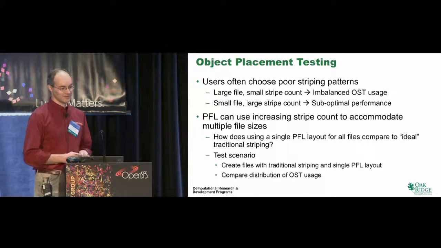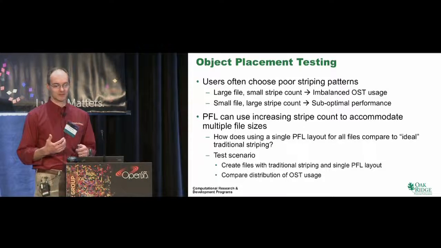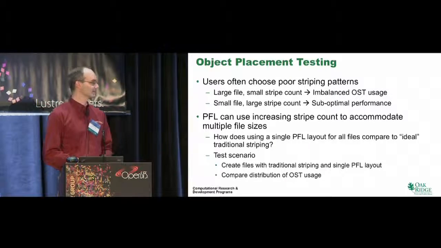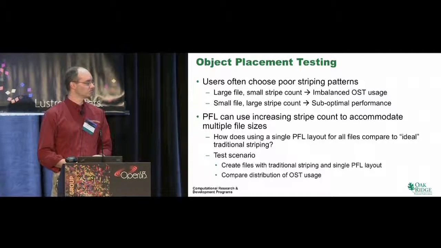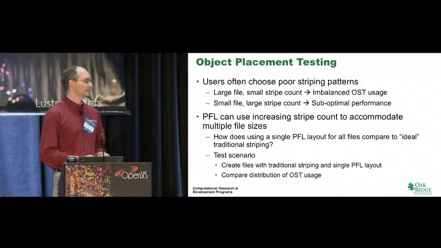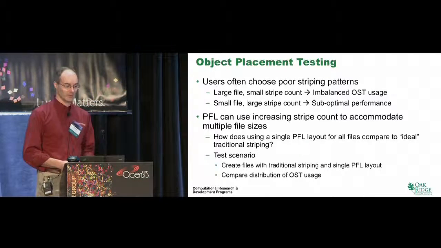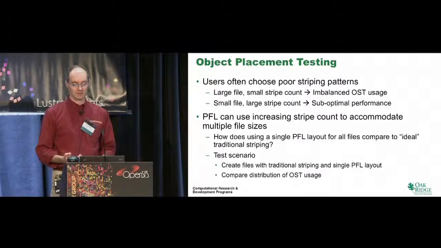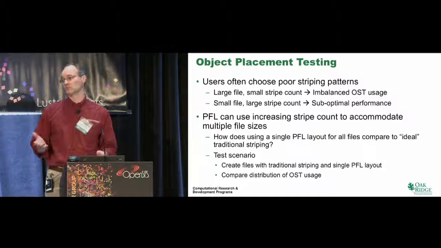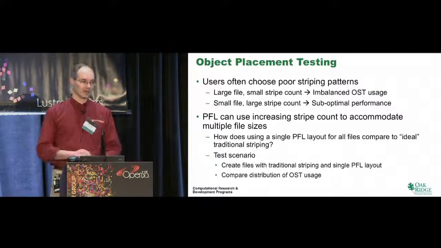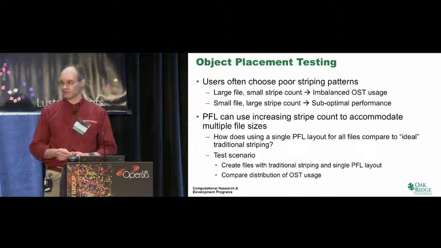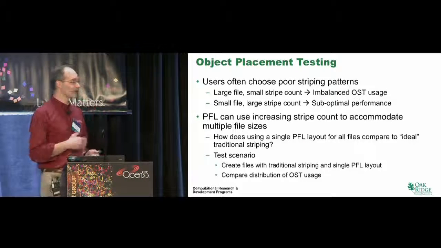So PFL can use this increasing stripe count to accommodate multiple file sizes. But what we want to look at is, how does using a single layout for all files compare to the ideal case? Our test scenario was: we want to create a bunch of files that have traditional Lustre striping, and we're going to choose the stripe count on those to be what we consider appropriate values. And then we're going to turn around and use that same file distribution, creating all files with one single PFL layout, and look at the OST usage and see how that looks.